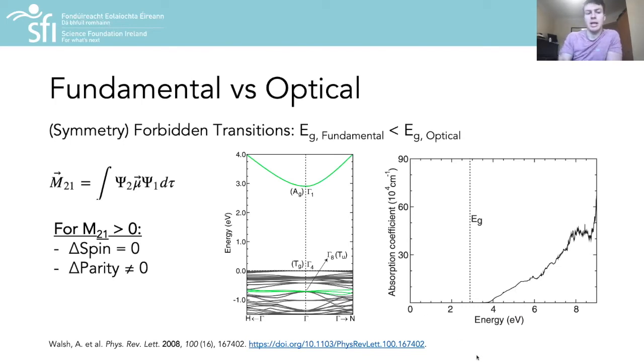So again, this could be quite bad for solar cell performance, because your energy gap is much larger than your fundamental, and so you'll end up missing quite a lot of photons due to poor absorption, and then also losing a lot of energy due to thermalization when you do absorb the higher energy photons.